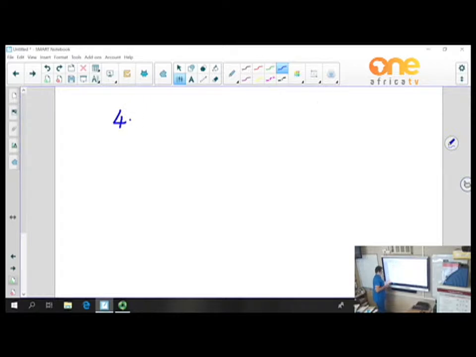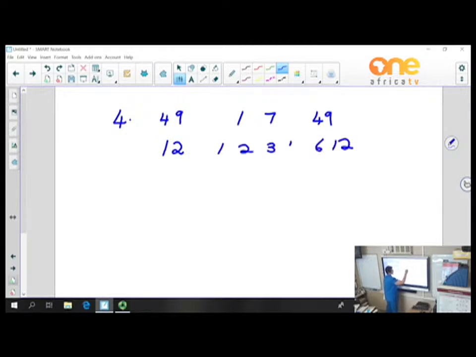Question 4. The factors of 4 are 1, 2, and 4. Write all the factors of 49. Now, we've been doing this now a few times. 1 and 49 and 7. Those are your factors there. And the next one is the factors of 12, which is 1 and 12, 2 and 6, 3 and 4. That is your factors.